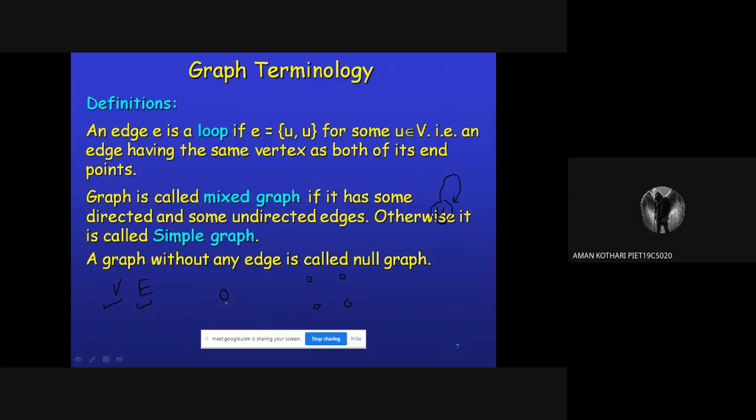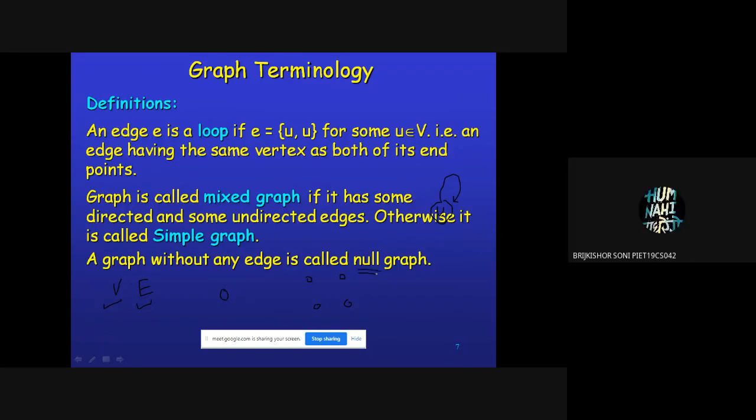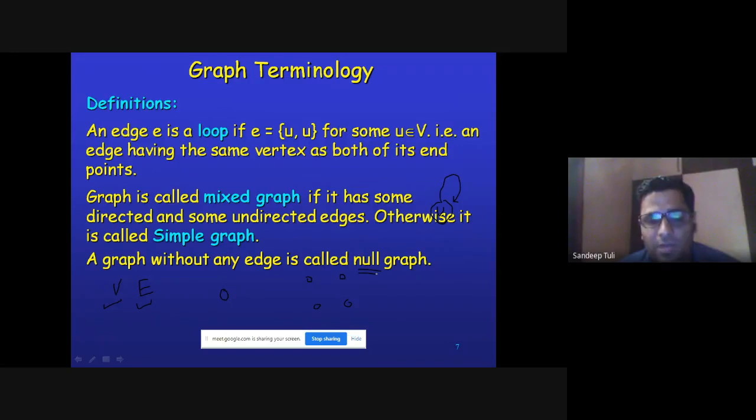Yes, sir, this could also be a graph, and that kind of graph is called a null graph. A graph without any edge is called a null graph. If the set E is empty, then the graph is known as a null graph. We know that V cannot be empty anyhow. If V itself is not there, then there will be no graph. Okay? Is it okay?